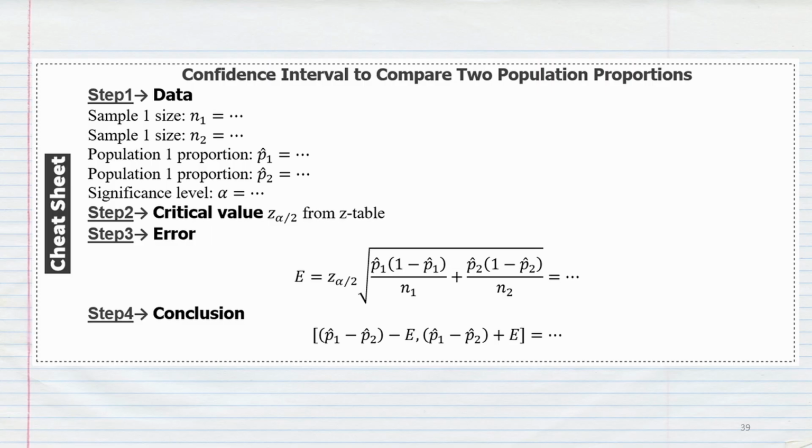Step 1. Gather the needed statistics from the problem statement. Step 2. Find the critical value from the z-table. Step 3. Calculate the error by using the shown equation. And finally, make a concluding statement about the confidence interval.